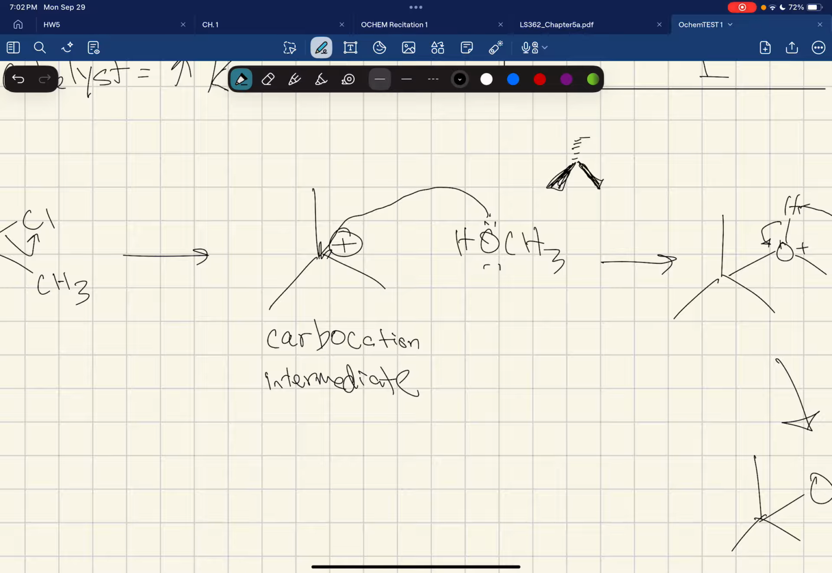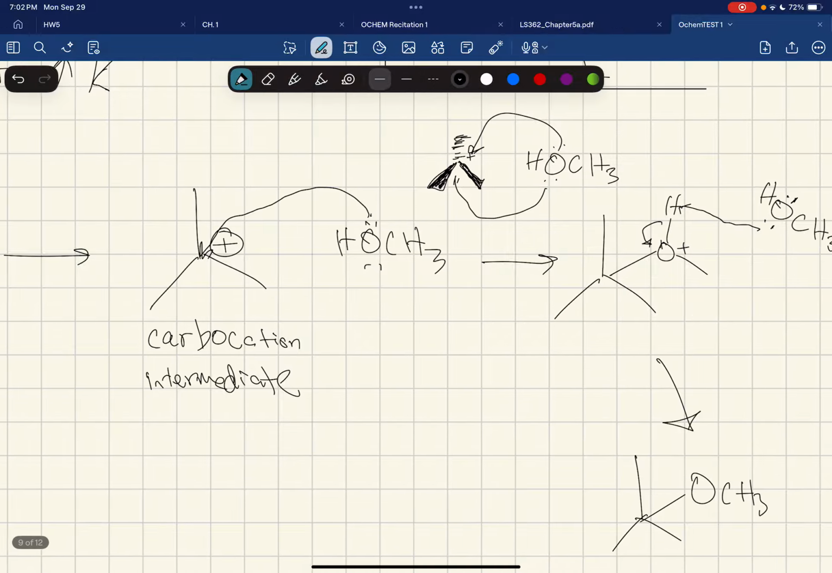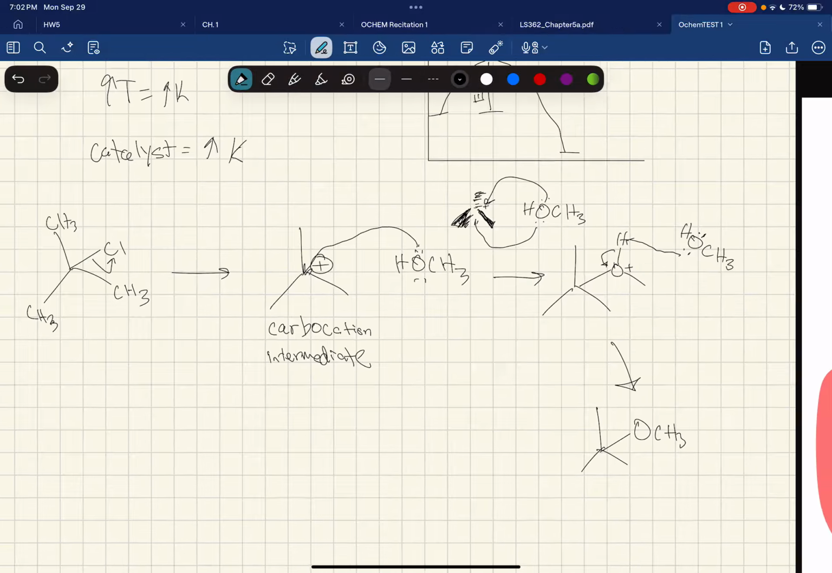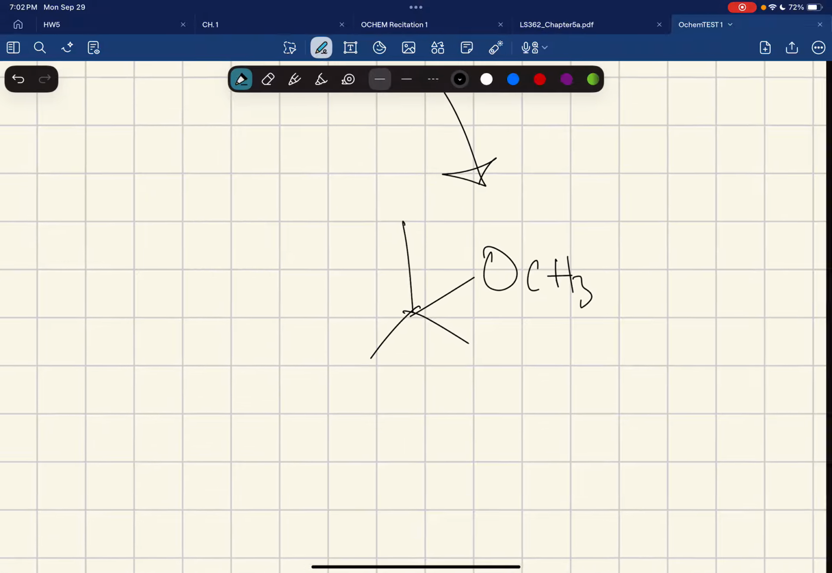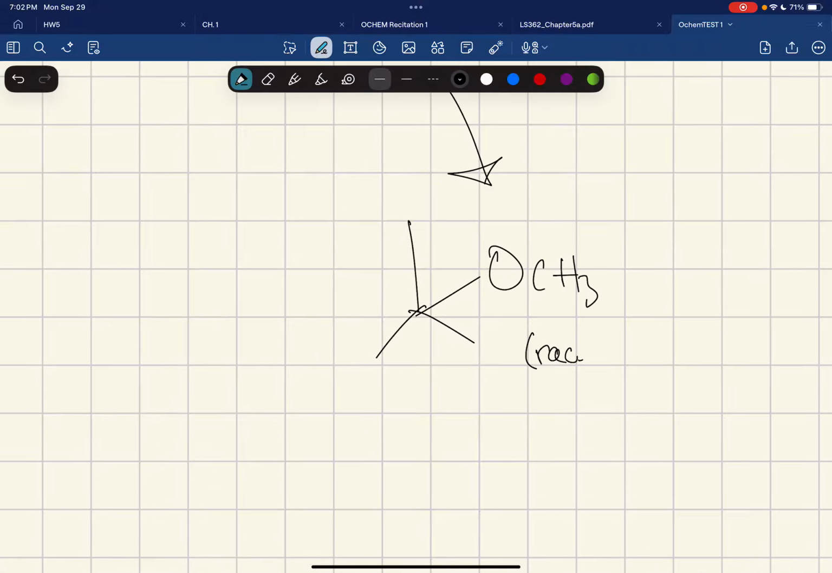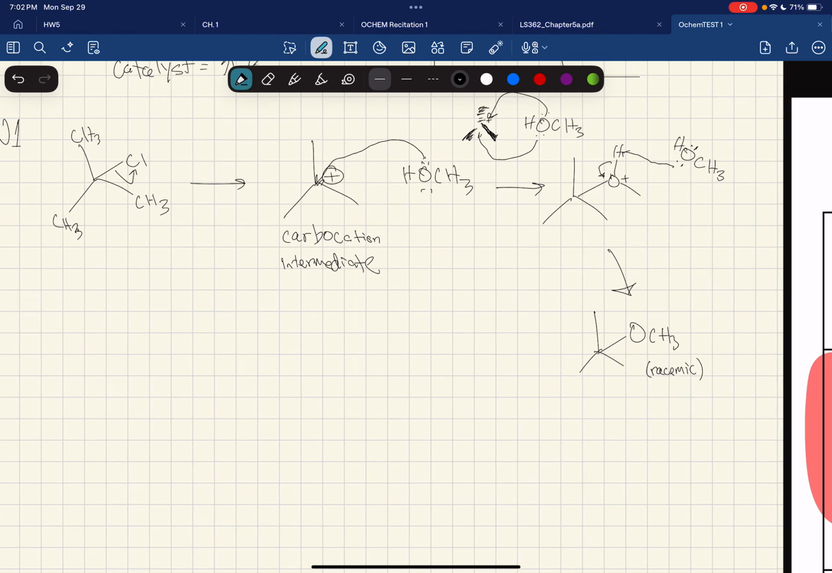Where you can think of those dashes, or the wedges coming towards us, the dash going out. The carbocation, or the nucleophile, can come in and either attack the bottom or the top, which will produce a racemic mixture. So stereochemistry, racemic mixture. For this case, it doesn't matter because it's not even a stereocenter.